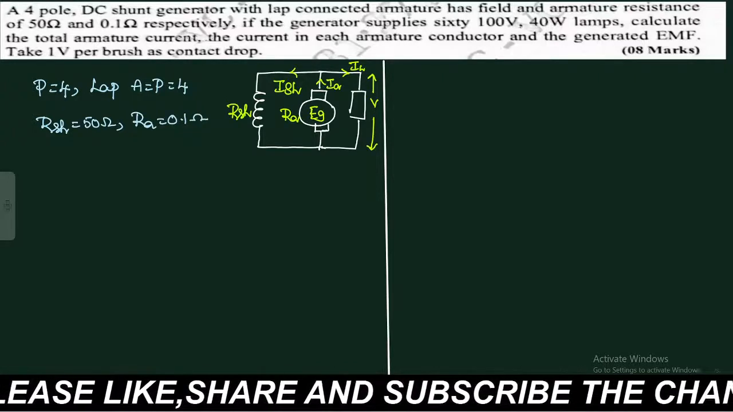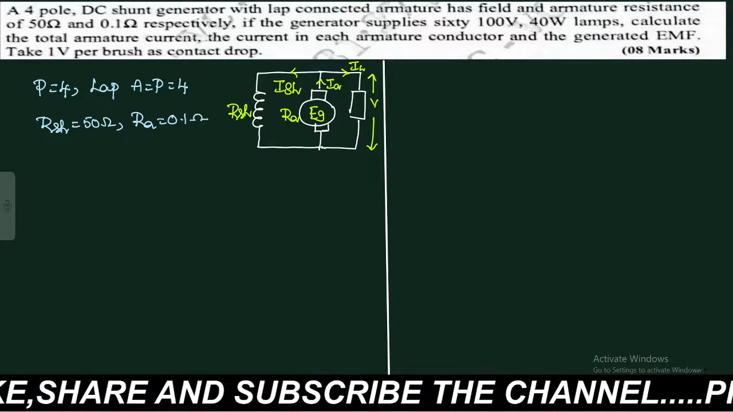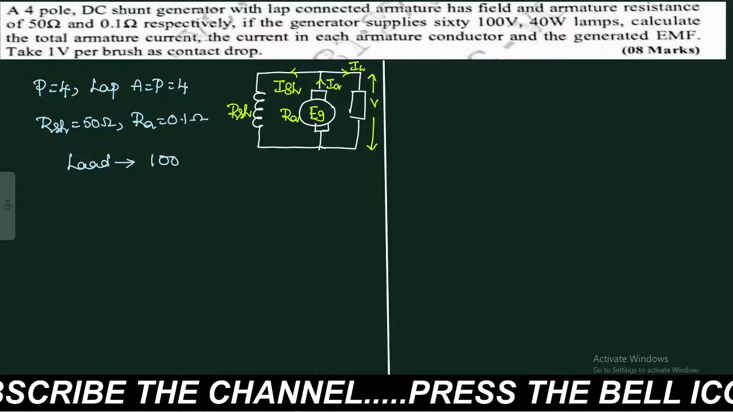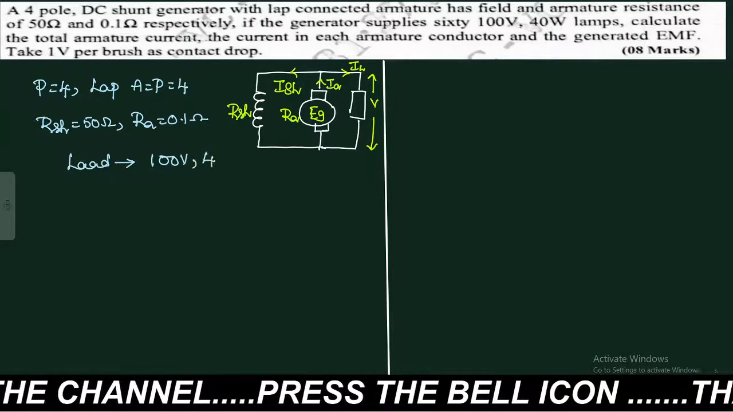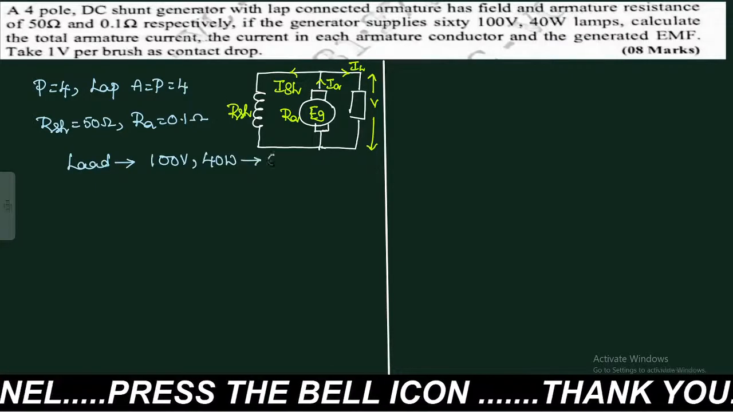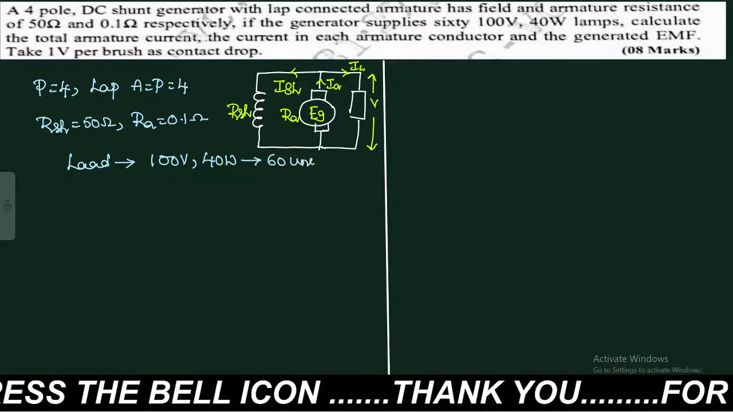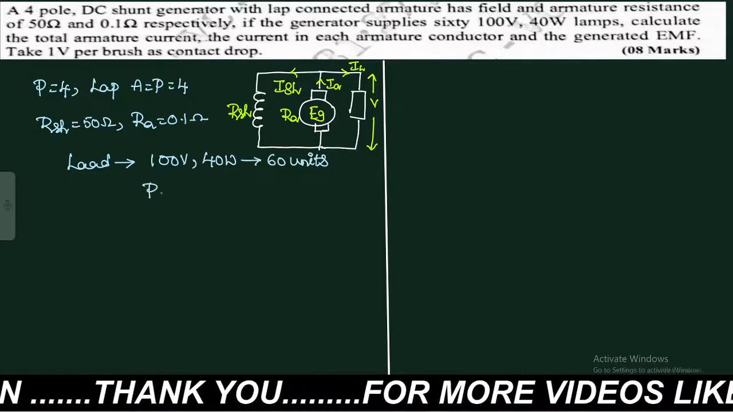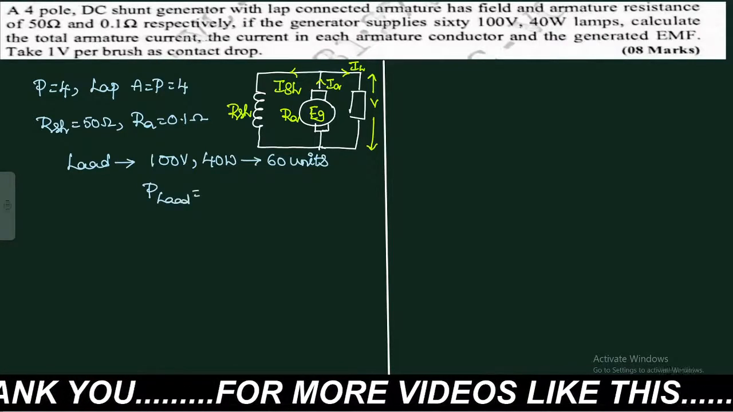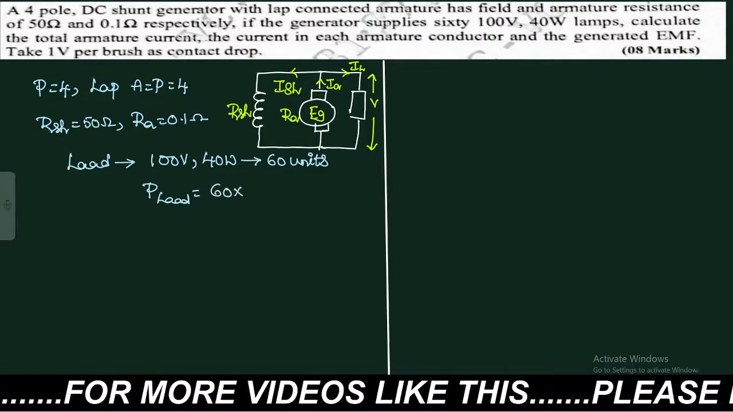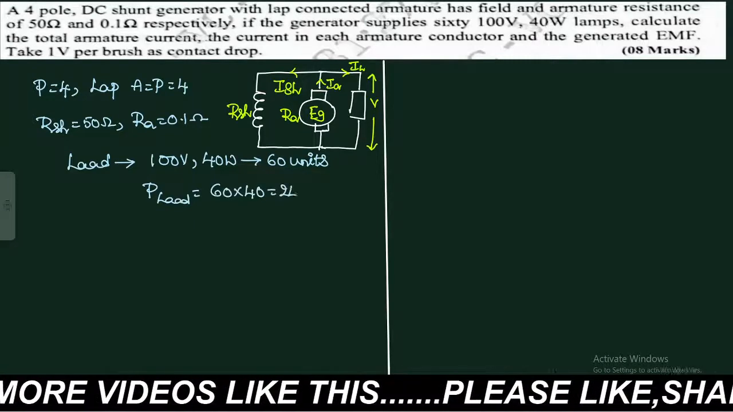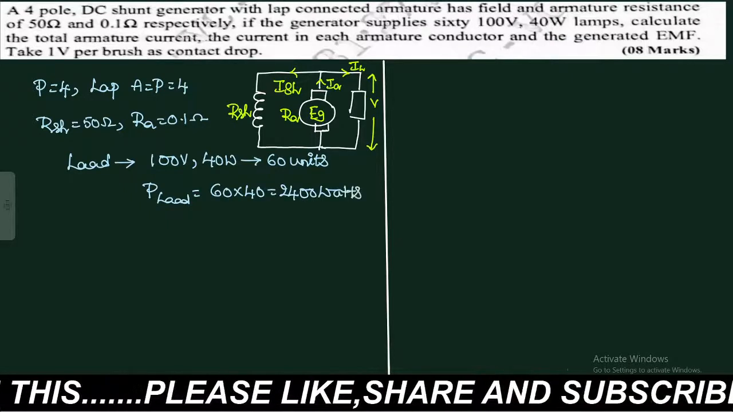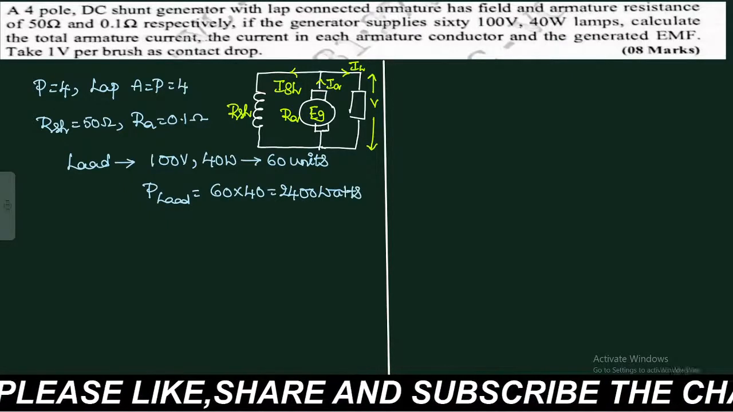Next, it supplies a load. The load information is given as 100 volts, that means the terminal voltage. Next, 40 watt bulbs, and there are 60 units. So the number of units is 60. The total power consumed by the load is 60 into 40 watts, that is 2400 watts.